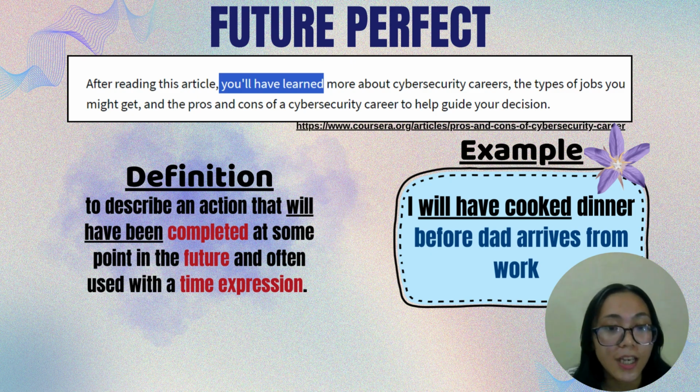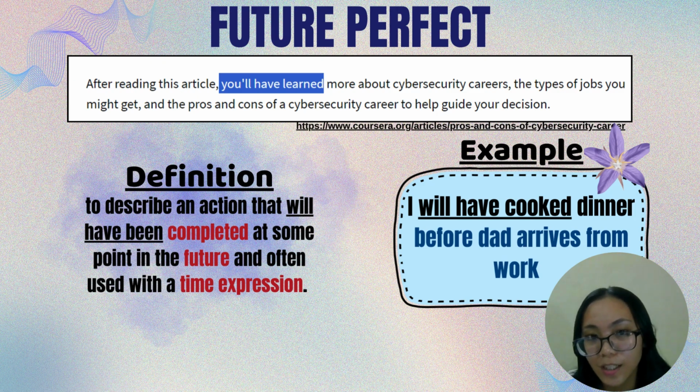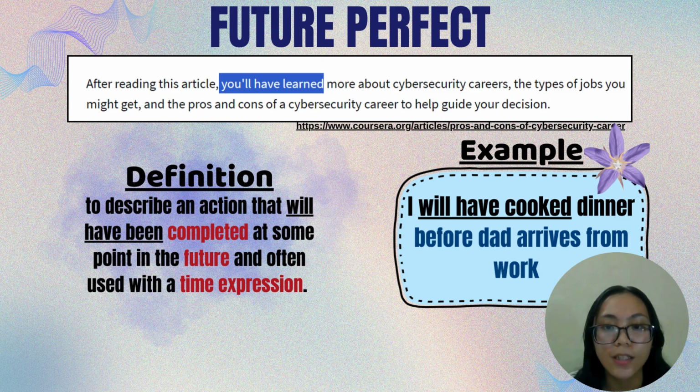The subject here is you. The verb is will have learned, and the object is the types of jobs you might get and the pros and cons of a cybersecurity career. Another example is: I will have cooked dinner before Dad arrives from work. I will have cooked dinner stands for an action that will have been completed at some point in the future, and before Dad arrives from work stands for a time expression.